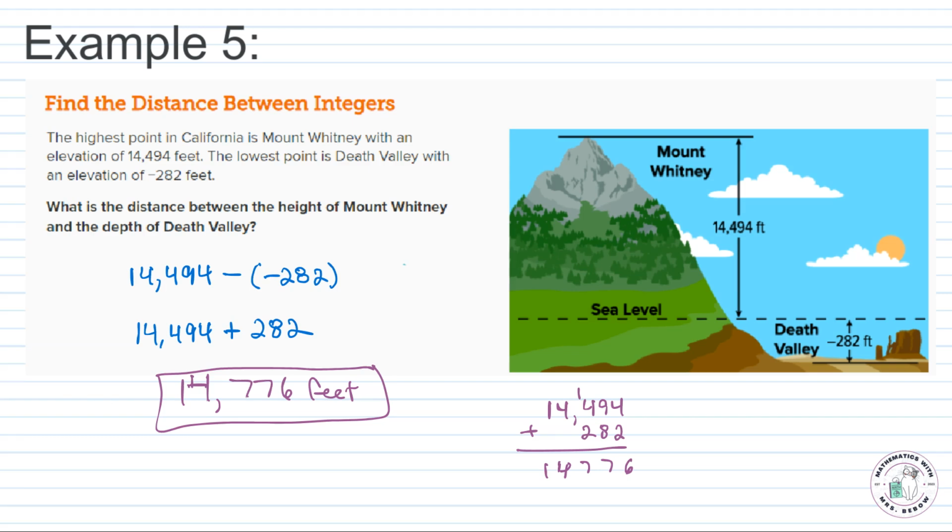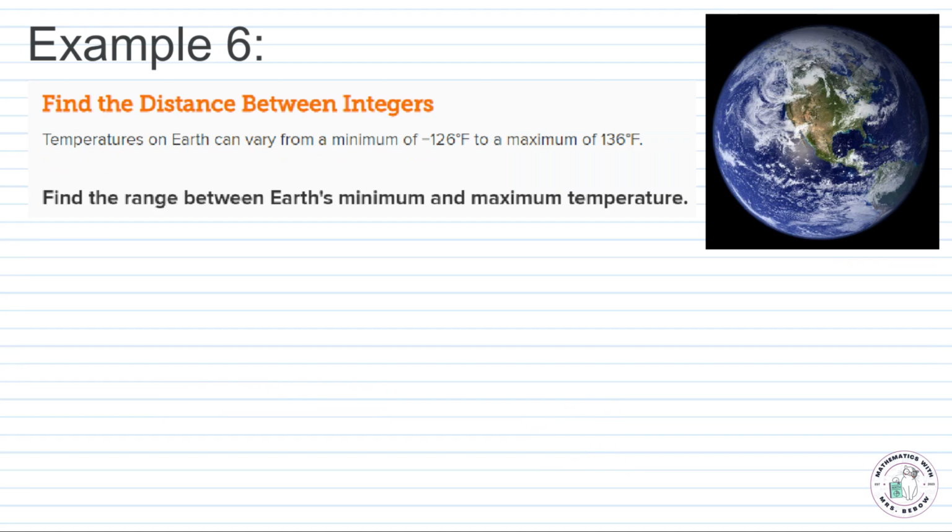All right, let's take a look at the last one here. Find the distance between integers. So temperatures on Earth can vary from a minimum of -126 degrees Fahrenheit to a maximum of 136 degrees Fahrenheit. So we're going to find the range between Earth's minimum and maximum temperature. So range again is just another way to find the distance, or also again the difference, right? So it's just worded a little bit differently than the other questions. So the range, we're just going to do again the high minus the low.